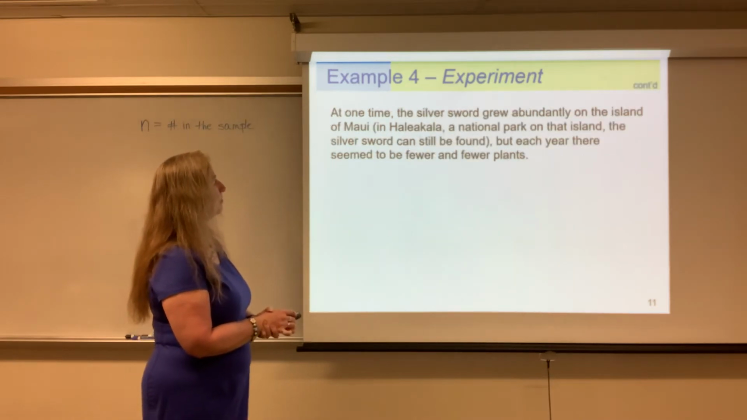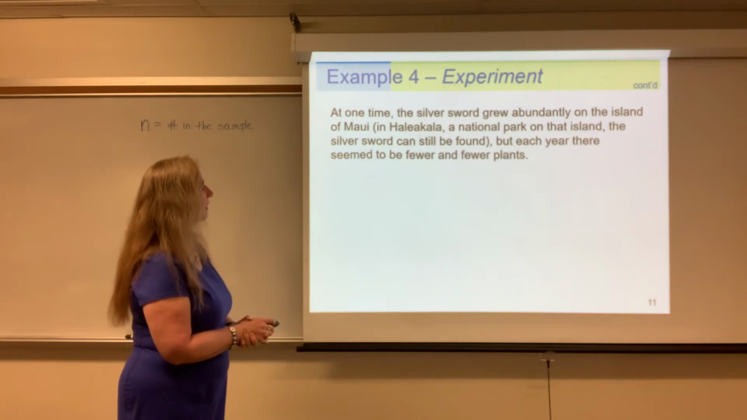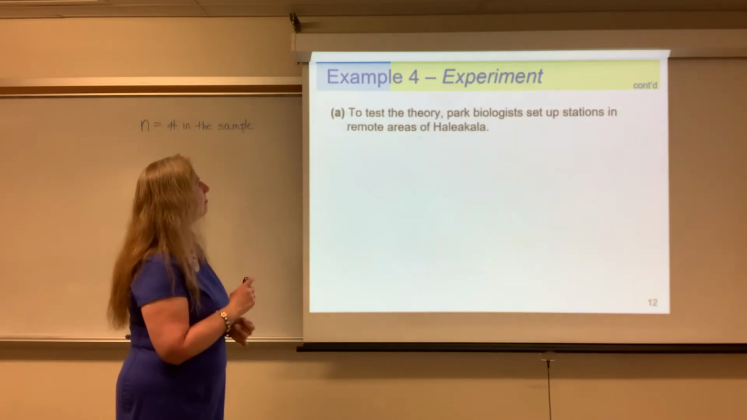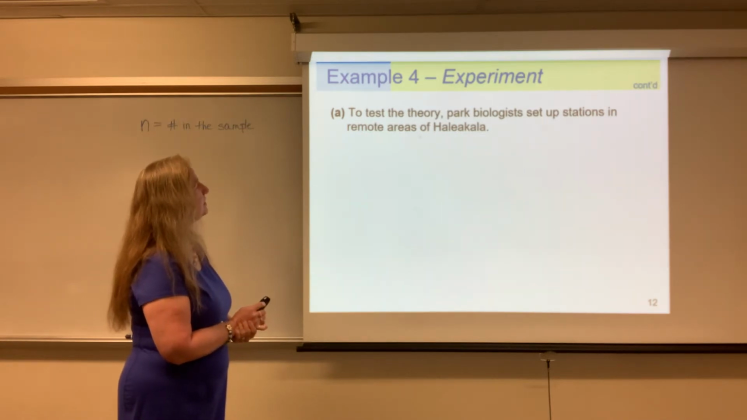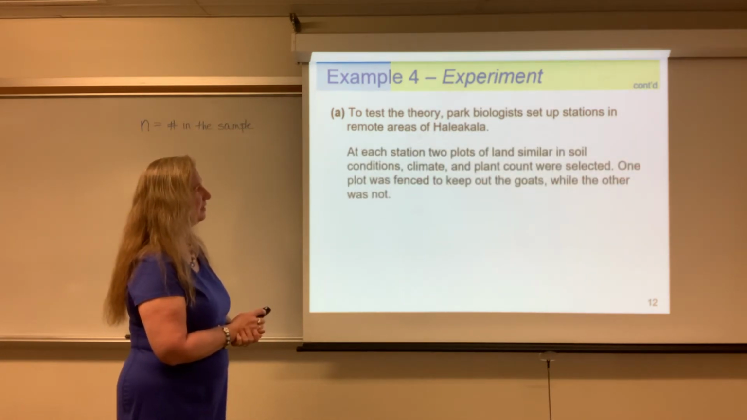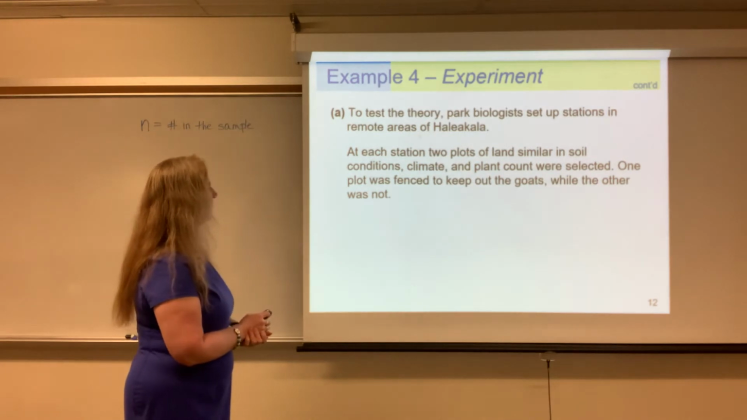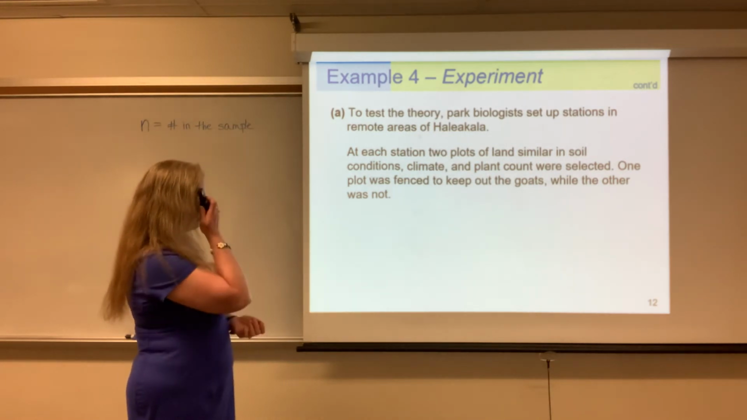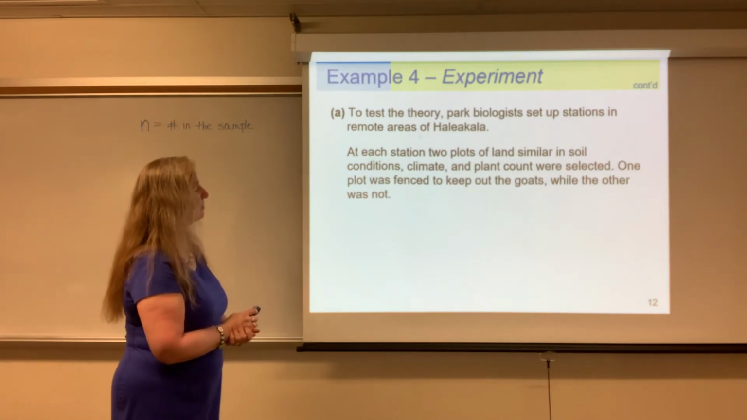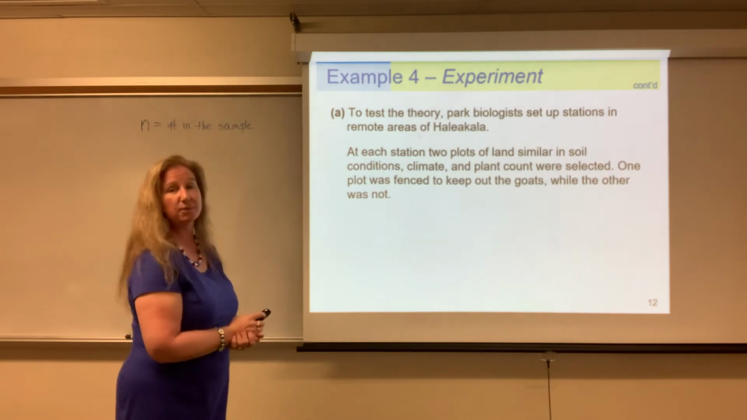At one time, the silver sword grew abundantly on the island of Maui, but each year there seemed to be fewer and fewer plants. Biologists suspected that the goats were partially responsible for the decline in the number of plants and conducted a statistical study that verified their theory. To test the theory, park biologists set up stations in remote areas of, I'm not sure how you say that, Haleakala. It was the national park. At each station, 2 plots of land with similar soil conditions, climate, and plant count were selected. One plot was fenced to keep out the goats, while the other was not.